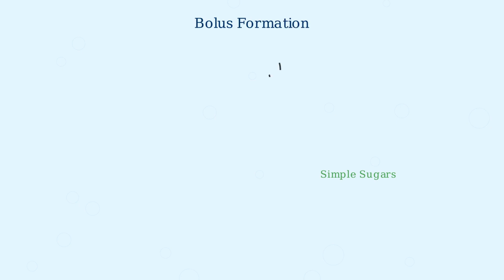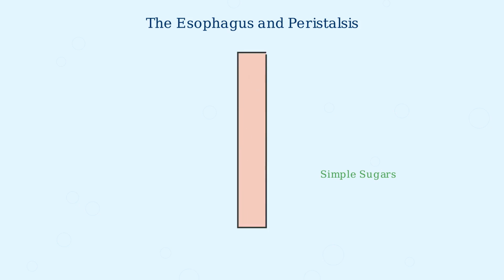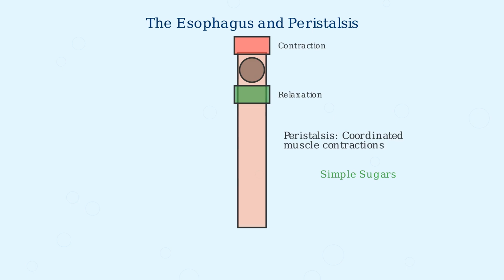After chewing, the food is mixed with saliva and formed into a soft mass called a bolus. The bolus travels down the esophagus through a process called peristalsis. Peristalsis is a series of coordinated muscle contractions that propel food along the digestive tract.